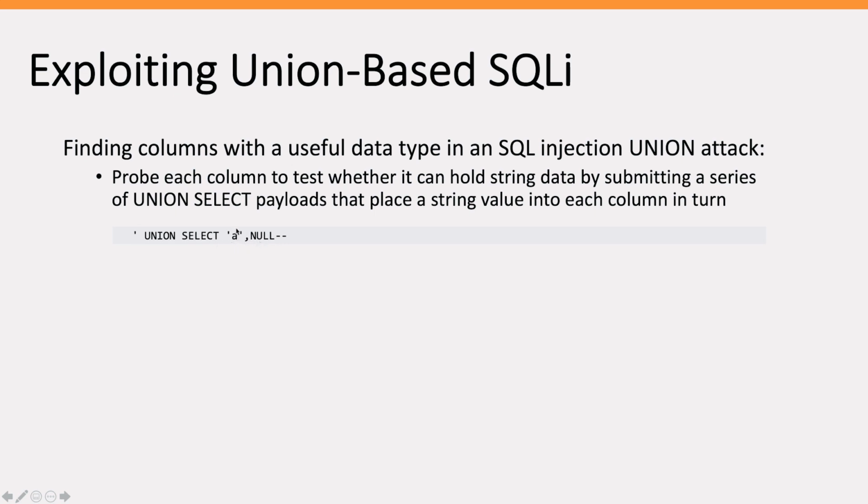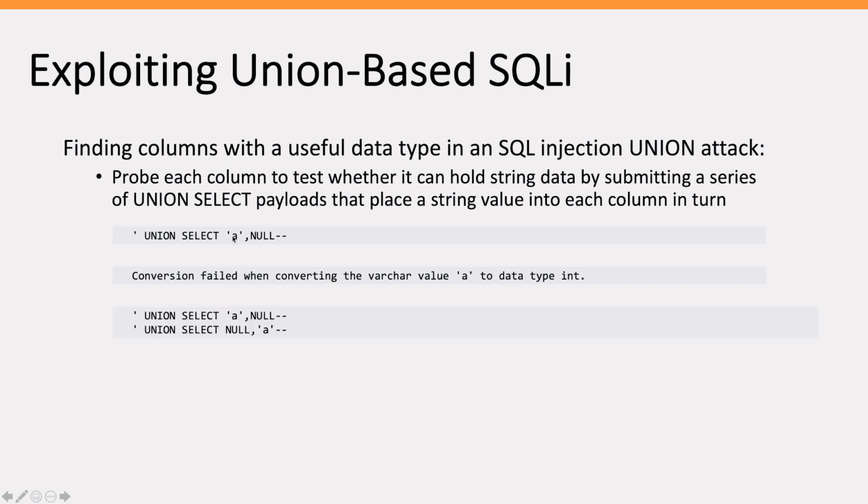So what I would do is add a string value, so A, in the first column value, and see if it outputs an error. If it outputs an error saying it's incompatible with a certain type, so in this case the first value is actually an integer, and so I get an error saying that it's incompatible, which means that the first column is not a string data type. So next I try the second column over here. I keep the first as null and try the second column, and if I get an error, that means this also does not accept string values. And I keep doing that until I find a value that allows me to enter string data.